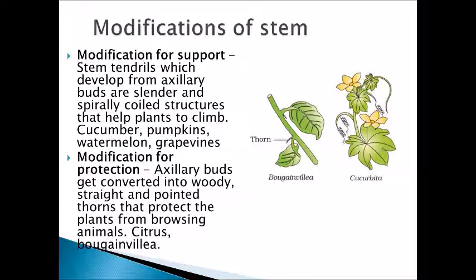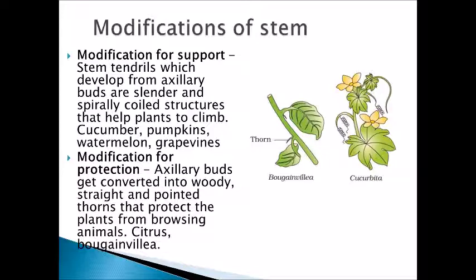Certain plants have weak stems. So the stem is weak, it cannot stand erect or straight. It needs help or support, and for that the stem tendrils are developed. These green colored, slender, spirally coiled structures develop from the axillary bud which is present in the axil of the leaf. And these structures catch hold of the support and help the plant to climb.